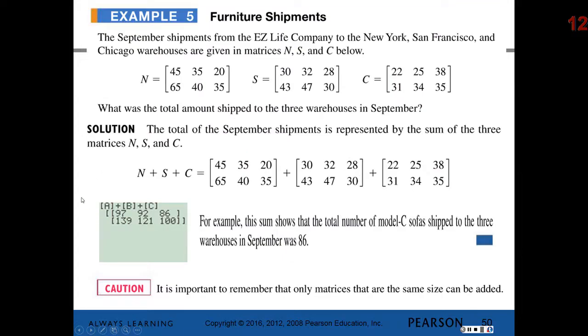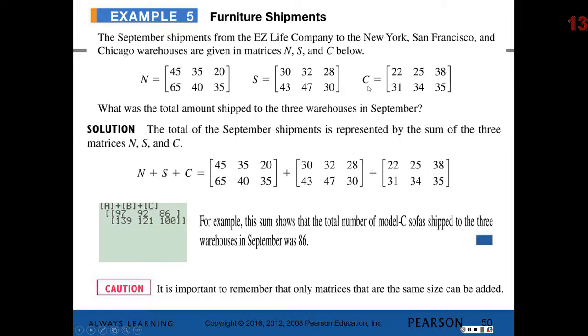So, we have the September shipments from Easy Life Company to New York, San Francisco, and Chicago warehouses are given in the matrices N, S, and C for New York, San Francisco, and Chicago. What was the total amount shipped to the three warehouses in September? And the way that we would do that is simply add matrix N plus matrix S plus matrix C.